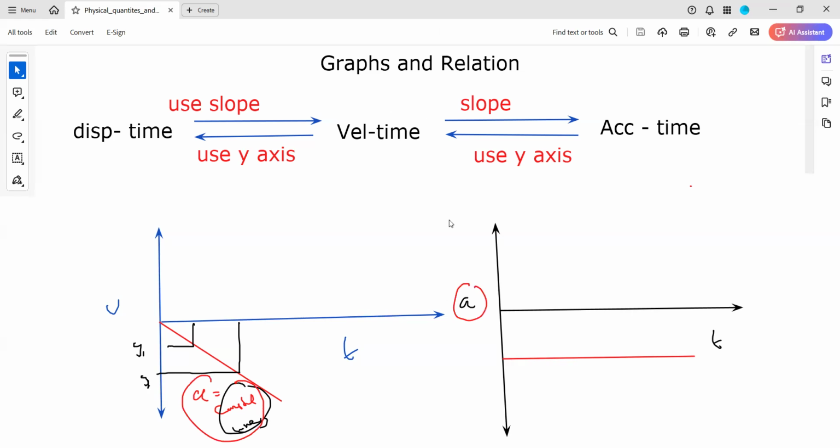So what is the slope of this? That is the y-axis. See, in a displacement time graph, the slope represents the velocity, and in a velocity time graph, the slope represents the acceleration. From a displacement time graph, we use the slope. So using the slope, what do we have to do? We have to use the y-axis. For the velocity time graph, we use the slope, and for that slope, we use the y-axis to plot the acceleration time graph.